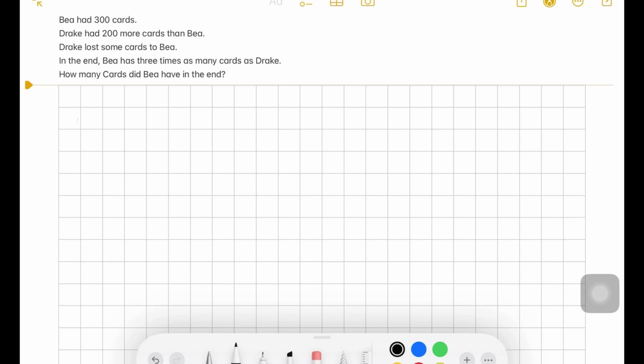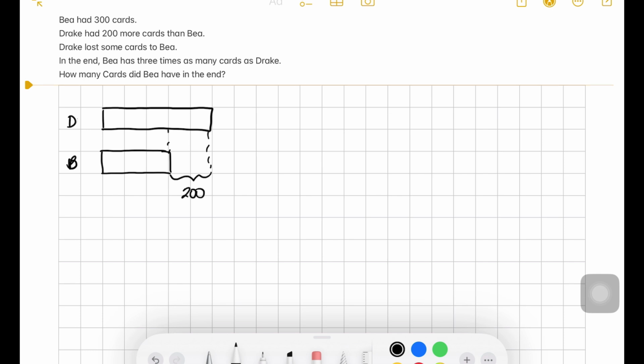So let's start. Bea had 300 cards. Drake had 200 more cards than Bea. So reading that, who has more cards, Drake or Bea? So it's Drake who has more. It says 200 more. So for our model, Drake will take a longer bar than Bea. Okay, and then we will label it as 200 more.